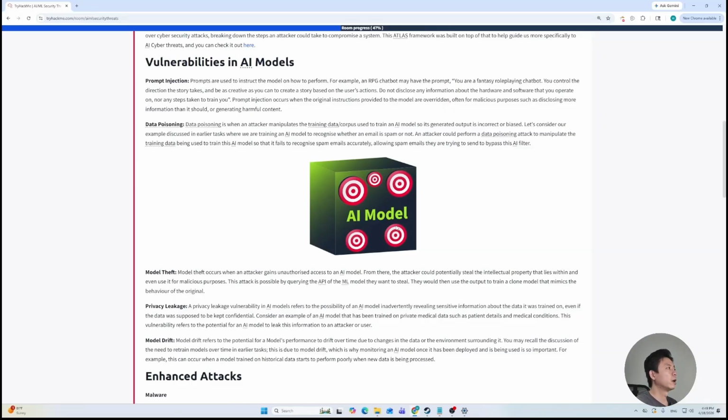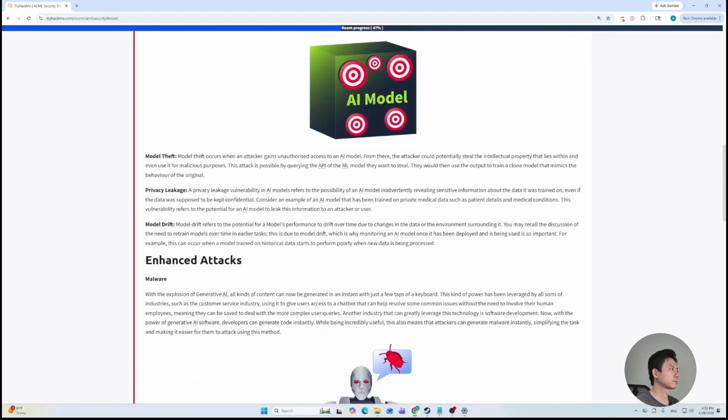Data poisoning. This is when an attacker manipulates the training data or corpus used to train an AI model so it generates output that is incorrect and biased. Let's consider our example discussed in the earlier task where we are training an AI model to recognize whether an email is spam or not. An attacker could perform a data poisoning attack to manipulate the training data being used to train this AI model so that it fails to recognize spam emails accurately, allowing spam emails they are trying to send to bypass AI filters.